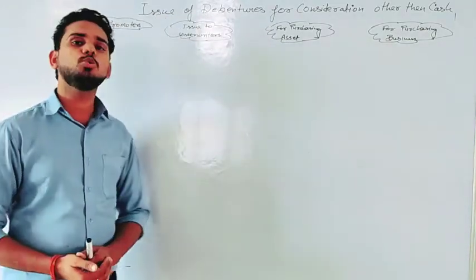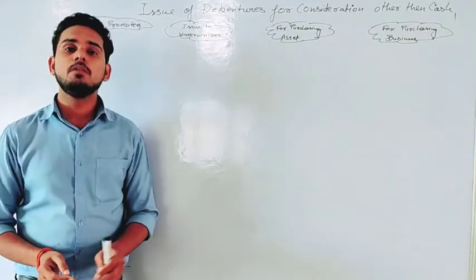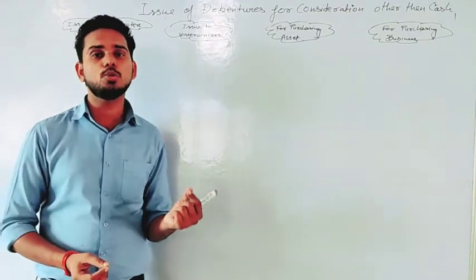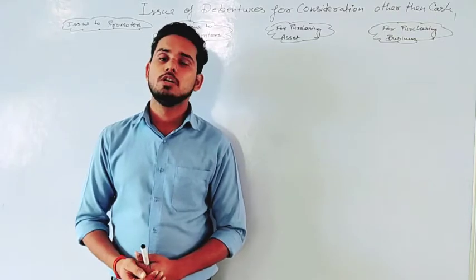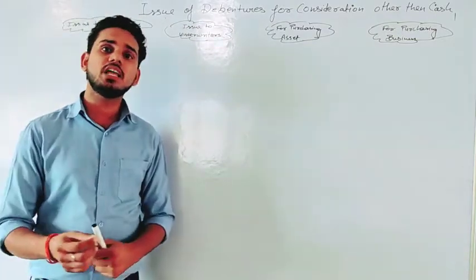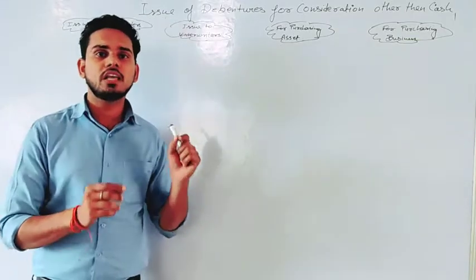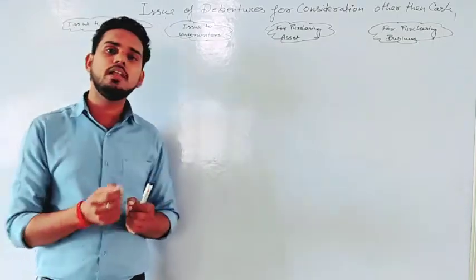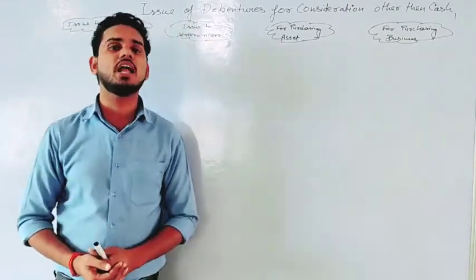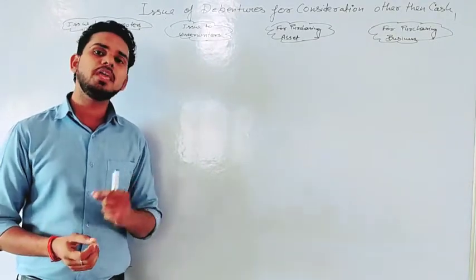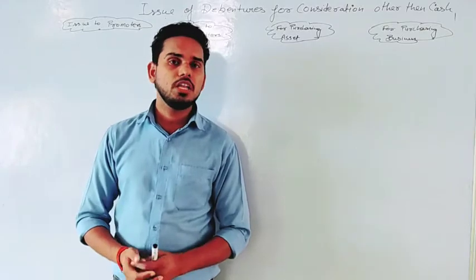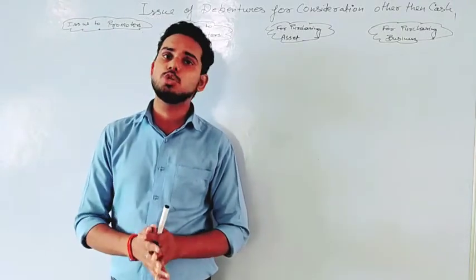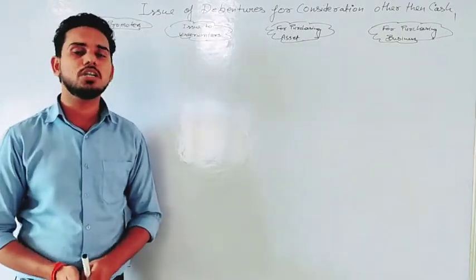Second situation is issue to underwriters. Now underwriters are the people who help the company to get its issue of debentures or issue of shares subscribed by the public. So indirectly you can say underwriters are the agents who will get your shares sold, right? Okay. So in return they will need some commission that is known as underwriting commission. So instead of paying underwriting commission in cash, the company can pay them that underwriting commission in the form of debentures. That is known as issue of debenture to underwriter for consideration other than cash.